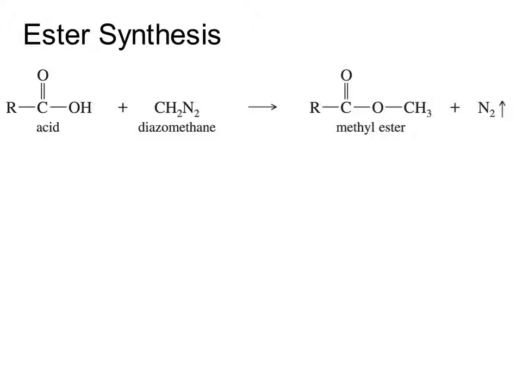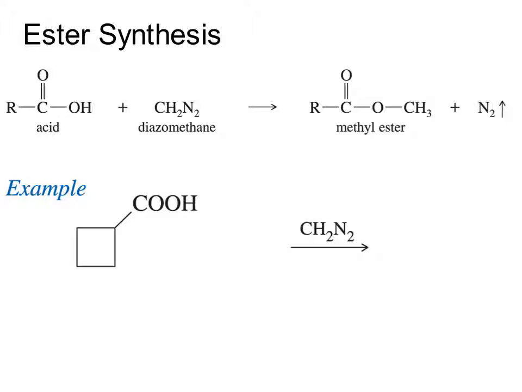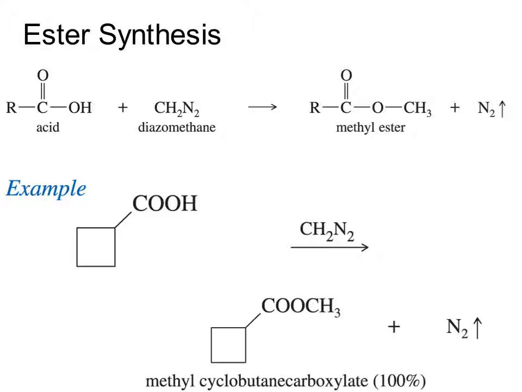Ester synthesis, this is the main way these are made. Diazomethane acts as a carbon source. So you have a carboxylic acid with diazomethane, you can make your ester. This is a very high yield reaction, partly because we're generating nitrogen gas, so it's irreversible. Only one thing can happen.